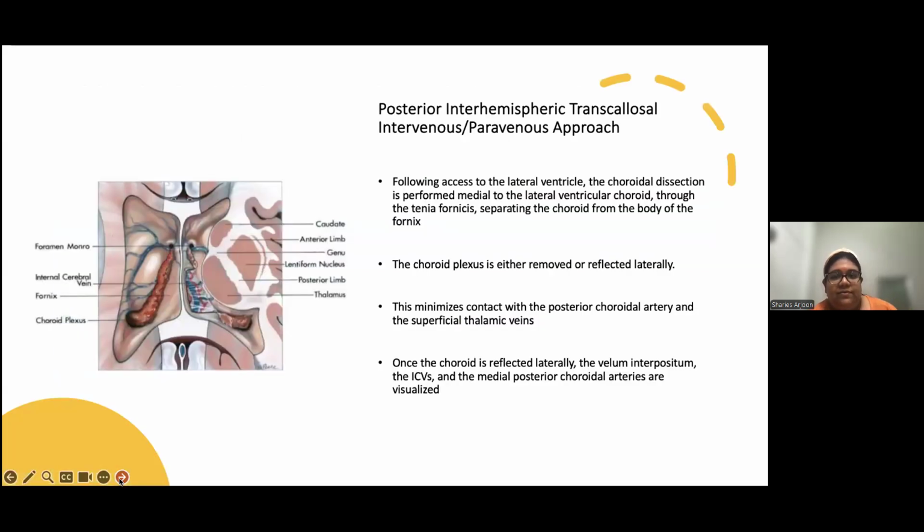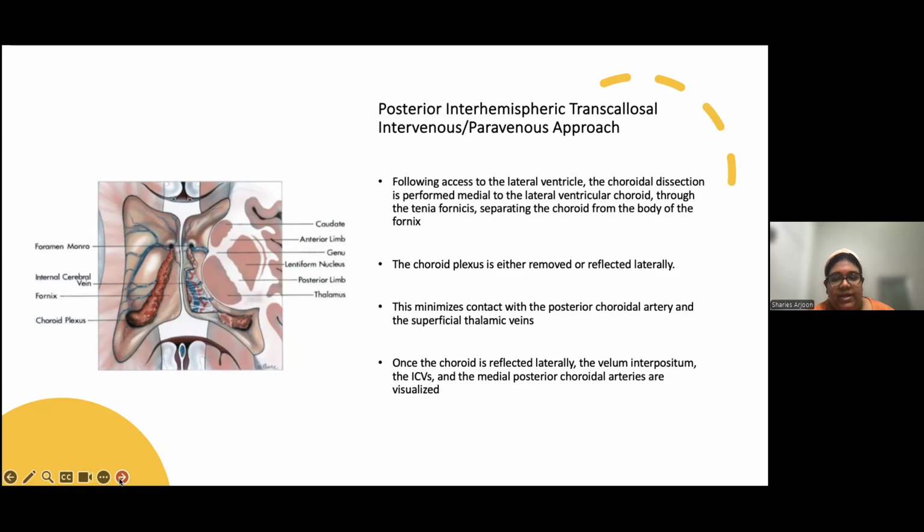So following access to the lateral ventricle, the choroidal dissection is performed medial to the lateral ventricular choroid through the taenia fornicis, separating the choroid from the body of the fornix, and the choroid plexus is either removed or reflected laterally. This minimizes contact with the posterior choroidal artery and the superficial thalamic veins.